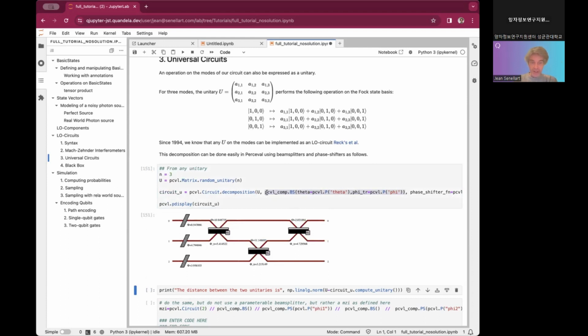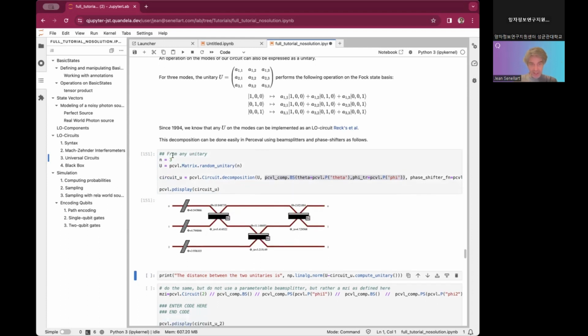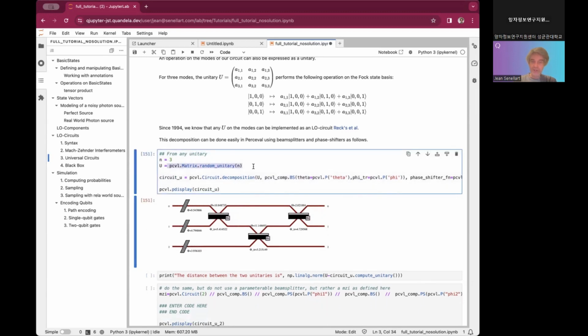So what did I do? I say, okay, I have my unitary here, and I want to decompose this unitary into a circuit. For that, you can use these components with two angles, theta and phi. Phi is one of the phases on the beam splitter, and then you can use at the end remaining phase shifters to adapt the global phase. You can use a phase shifter here.